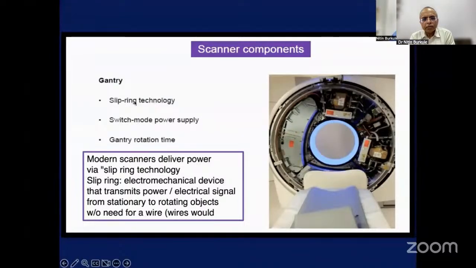So this slip ring technology has made it possible to seamlessly transfer the data from the detectors to the outer console, and also get the electrical energy to the rotating X-ray tube.